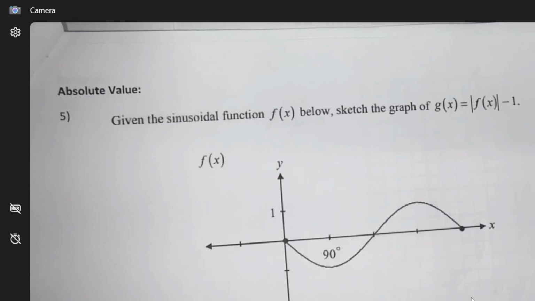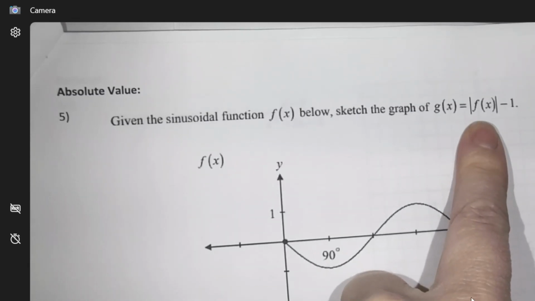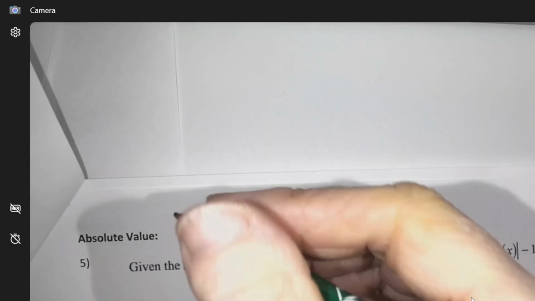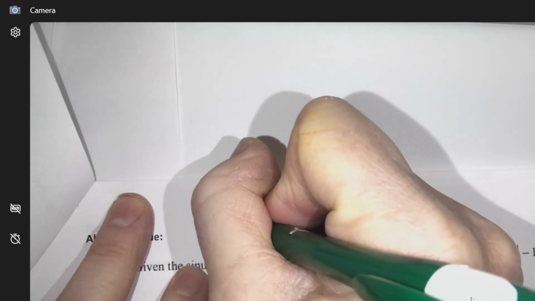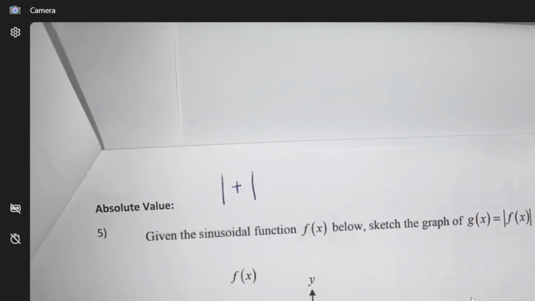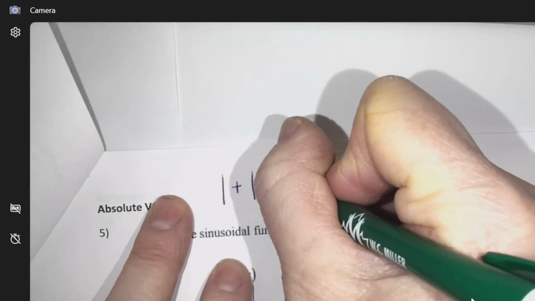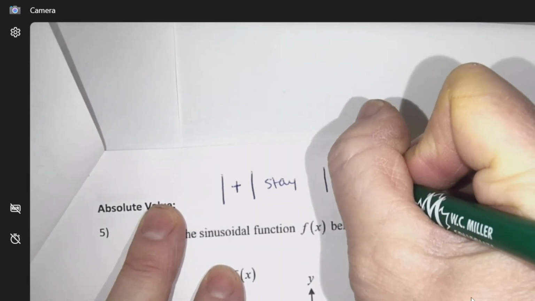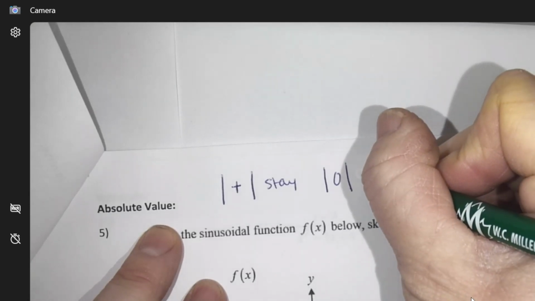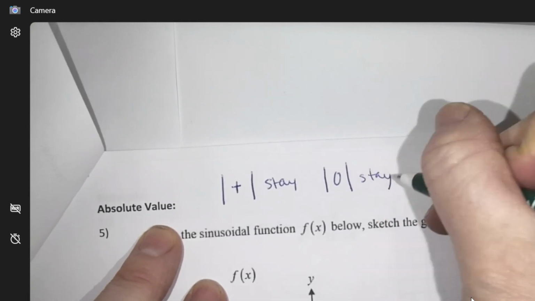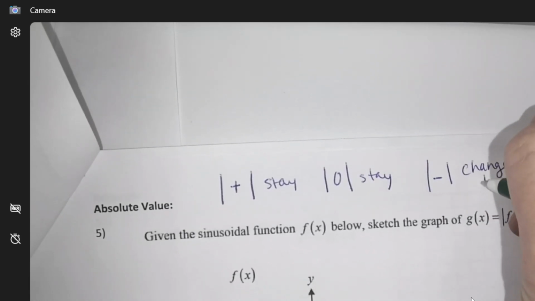Okay, this one is called absolute value. So what do we know about absolute value? What happens if you were to absolute value a positive value? It would stay. What about if you absoluted the value 0? It would stay. What happens if you absolute value a negative value? It would have to change. Because it's a distance, right? That's the only thing. You can't have that negative.